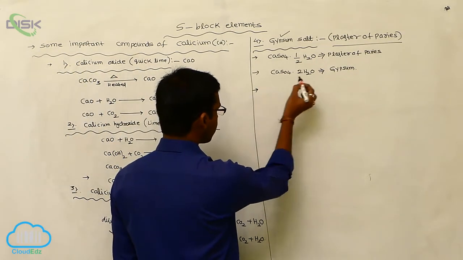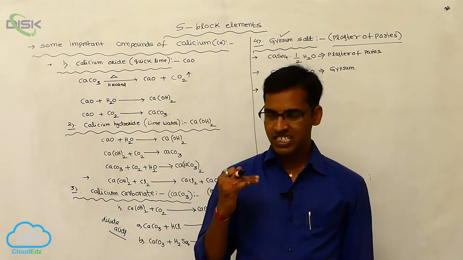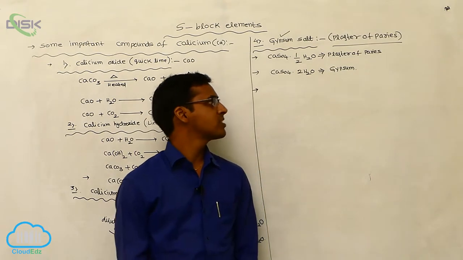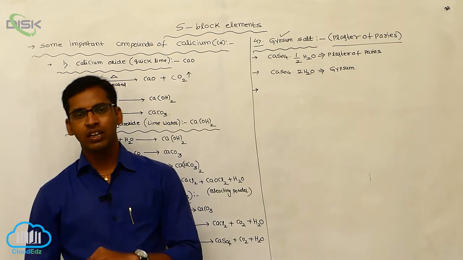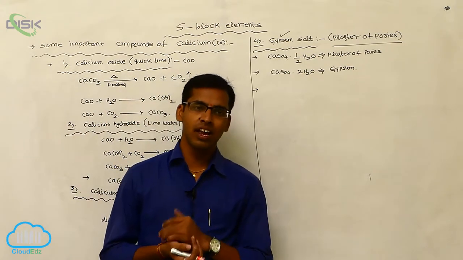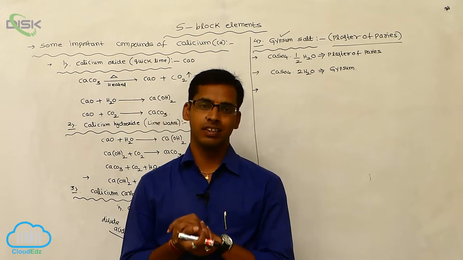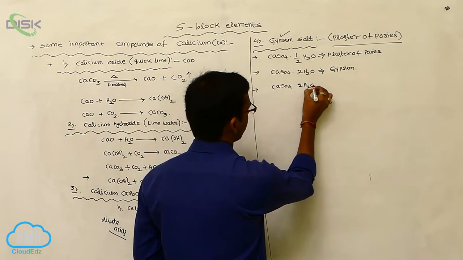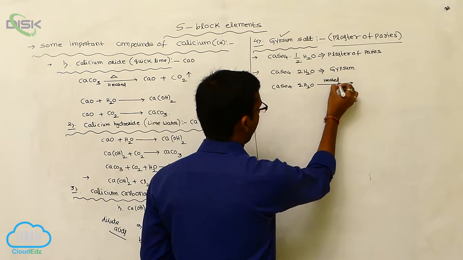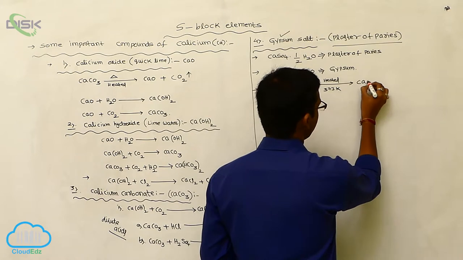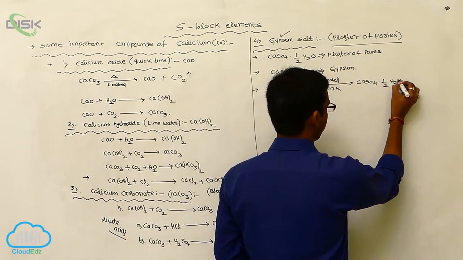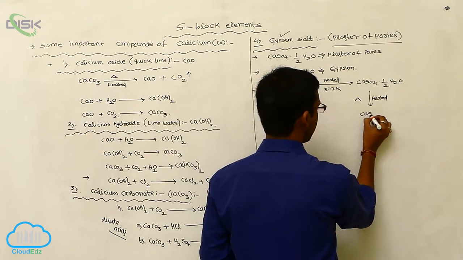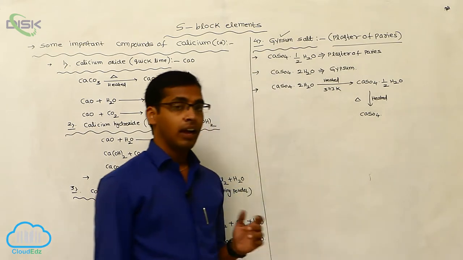Now, this gypsum is heated at 373 Kelvin. It loses water molecules, producing calcium sulfate hemihydrate, that is commonly called plaster of Paris. On strong heating, it finally gives calcium sulfate. The formation of calcium sulfate is called dead burnt plaster. Preparation here: CaSO4·2H2O heated at 373 Kelvin produces CaSO4·½H2O, and further heating under drastic conditions gives CaSO4. The formation of CaSO4 is called dead burnt plaster.